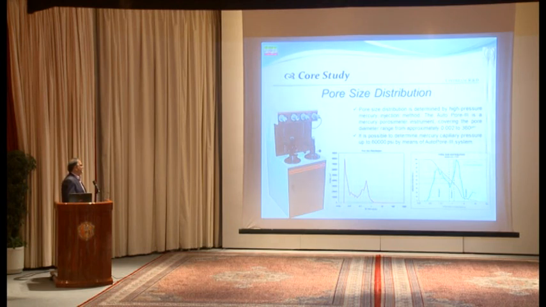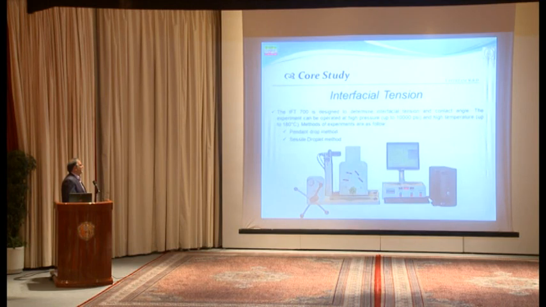The maximum pressure of this system is 60,000 psi. This 60,000 psi is not applicable for capillary pressure, but it is very important for pore size distribution. And we also have another piece of equipment, the old mercury injection handy pump, up to 2,000 psi, used for measuring capillary pressure and also pore size and pore throat size distribution. Another system in special core study is IFT, interfacial tension measurement, for measuring this parameter up to 10,000 psi.